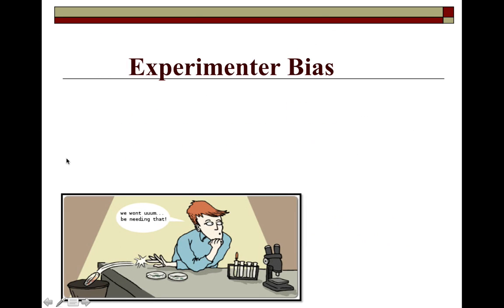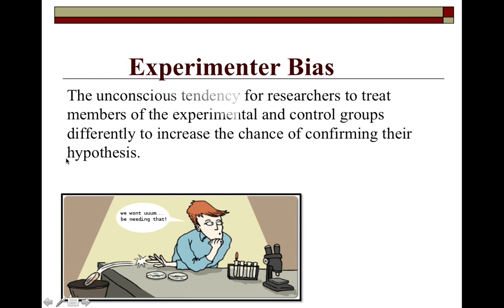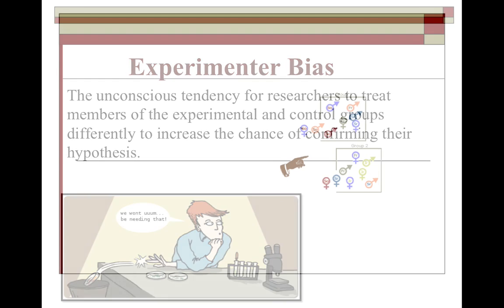One of the things that experimenters have to be very careful about is experimenter bias. Sometimes researchers are so passionate about the experiment that they will unconsciously treat members of the experimental and control groups differently to increase the chance of confirming their hypothesis. So there are a couple ways that experimenters can try to prevent bias from occurring in their research.